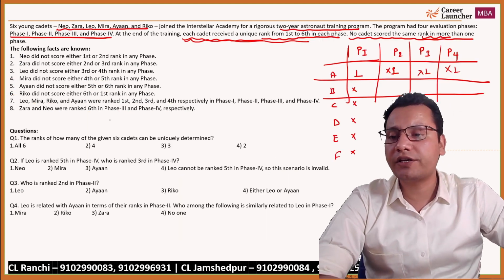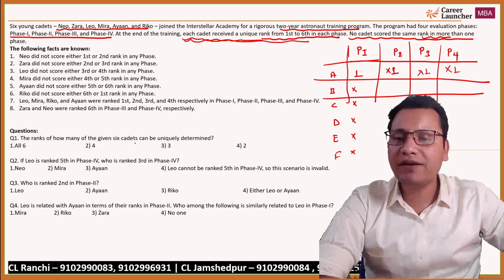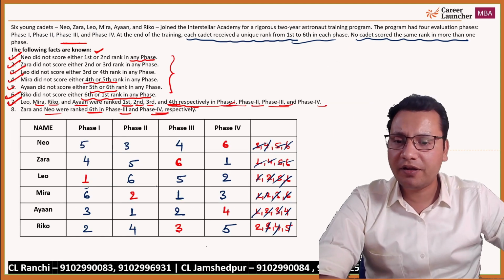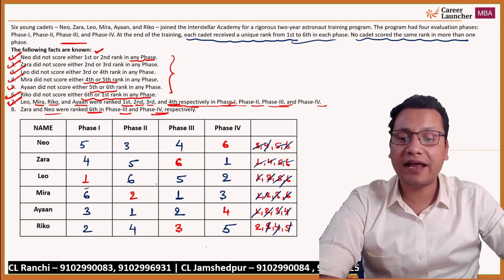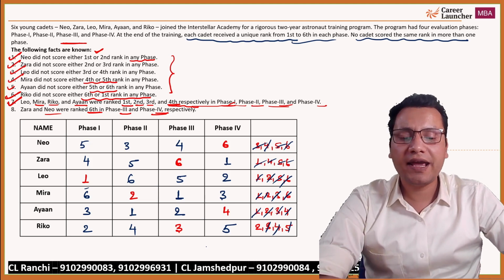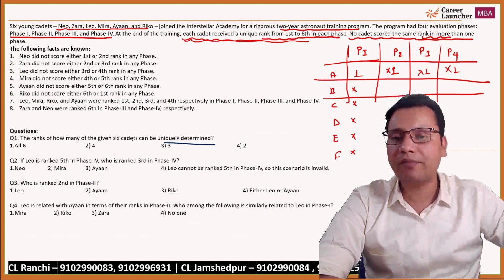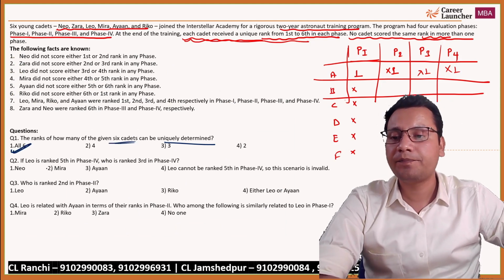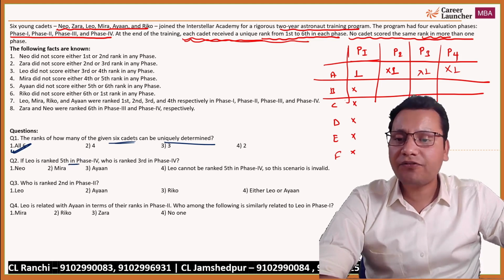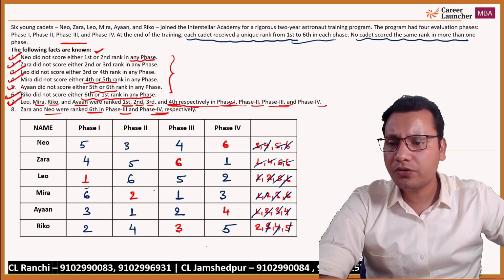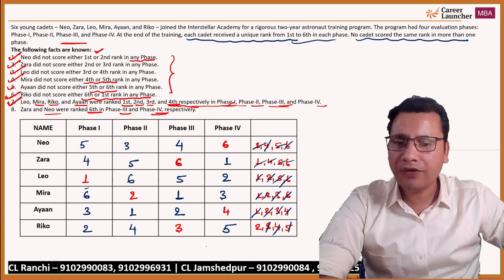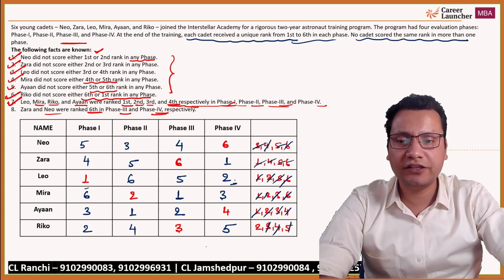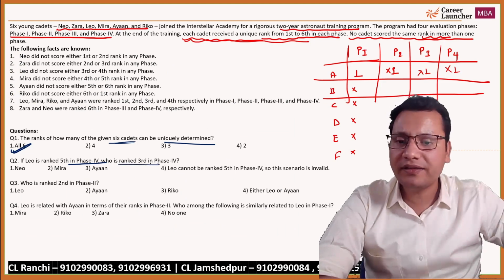Now first question, the rank of how many of the given 6 cadets can be uniquely determined. हम लोगों ने पूरे table में सारे cells को uniquely भरा है, इसलिए now we can determine the ranks of all the cadets. So answer will be all 6. Now the next question: if Leo is ranked 5th in phase 4, okay, but Leo has ranked 2nd in phase 4. That means what? आगे पढ़ो, what is the rank of third phase?